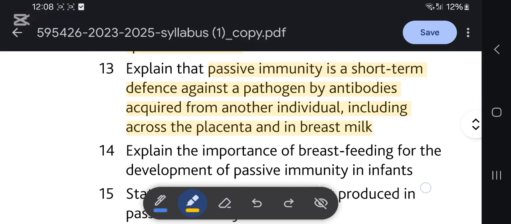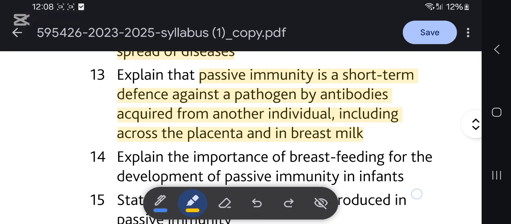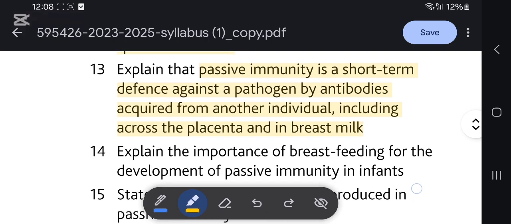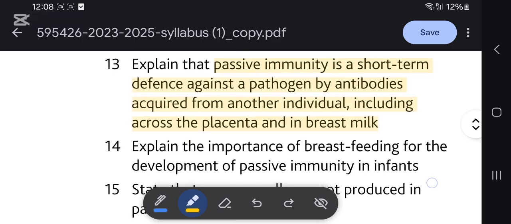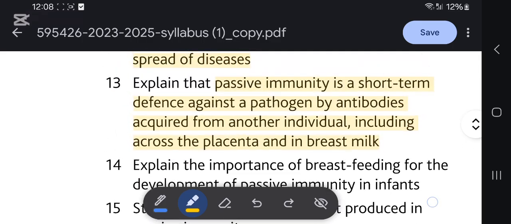Now, passive immunity is the opposite of active immunity, and it's a short-term defense against a pathogen. You get the antibodies from another individual. Your body does not make the antibodies. So when antibodies are not made, there is no immune response triggered, so memory cells are not produced in this. When memory cells are not produced, you will not get long-term immunity.